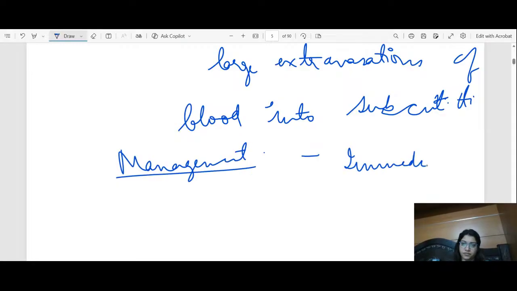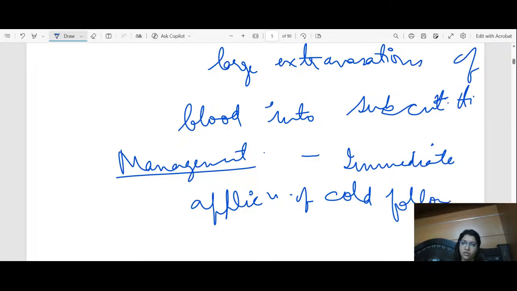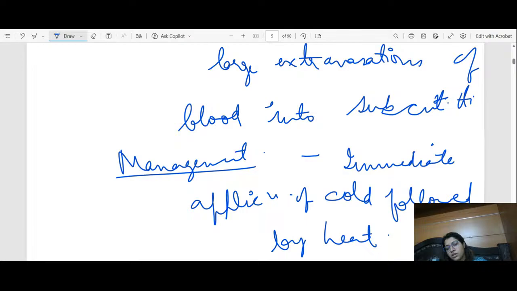Immediate application of cold followed by heat. In severe cases, antibiotics are given along with proteolytic enzymes which break down the coagulated blood.